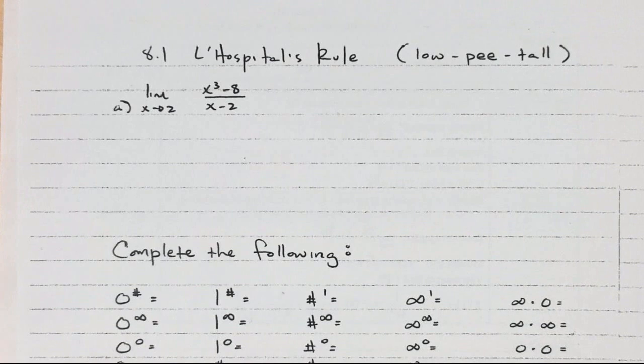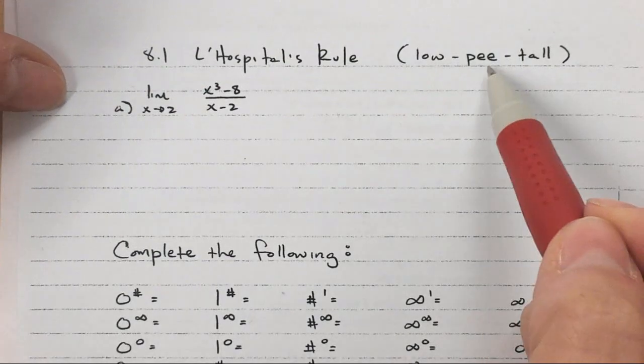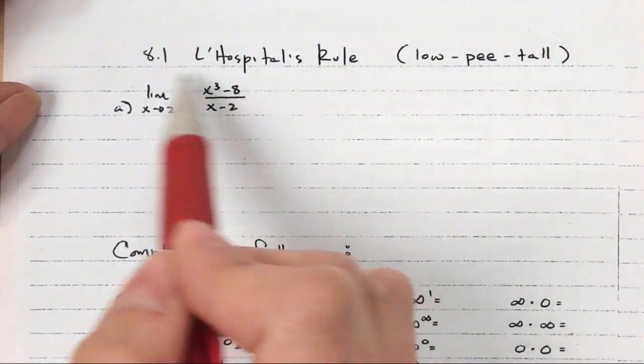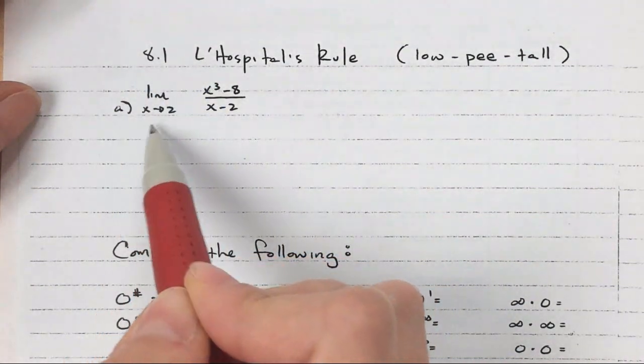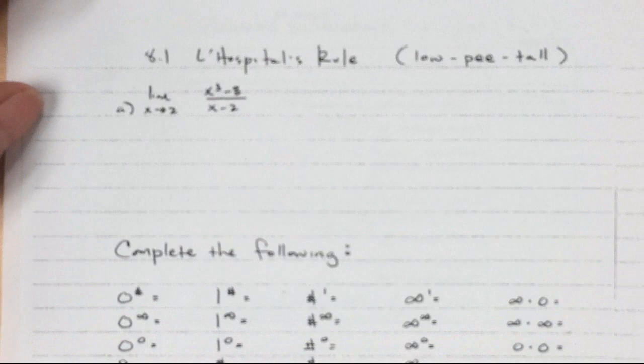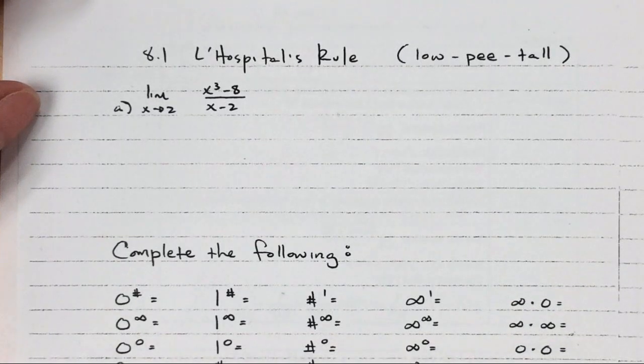Okay, so we're doing our very last section, 8.1, L'Hôpital's rule. It's literally called L'Hôpital. So first, you're actually going to find the limit as x approaches 2 of this, and then you're going to pause the video. Make sure you do this. Don't just copy it. Pause it, and then start again.